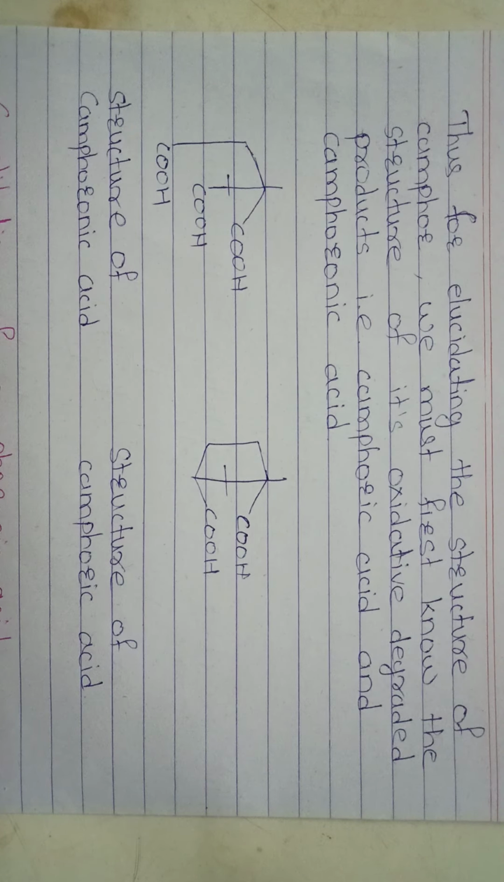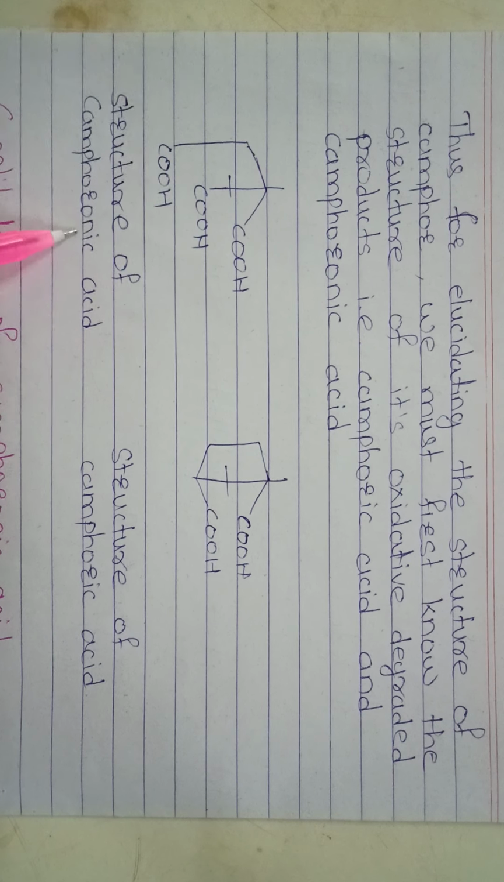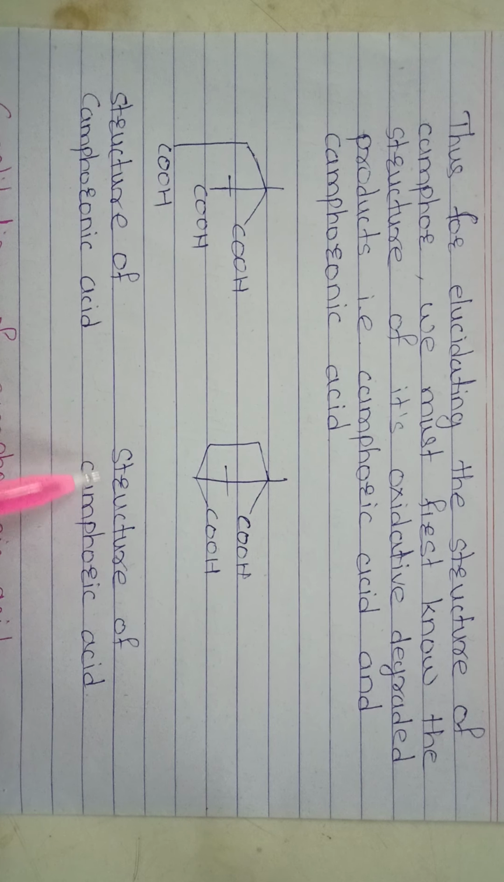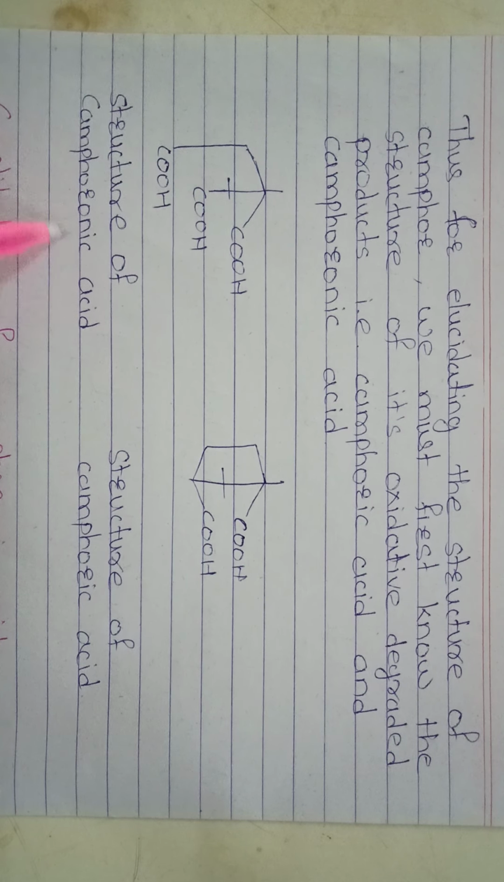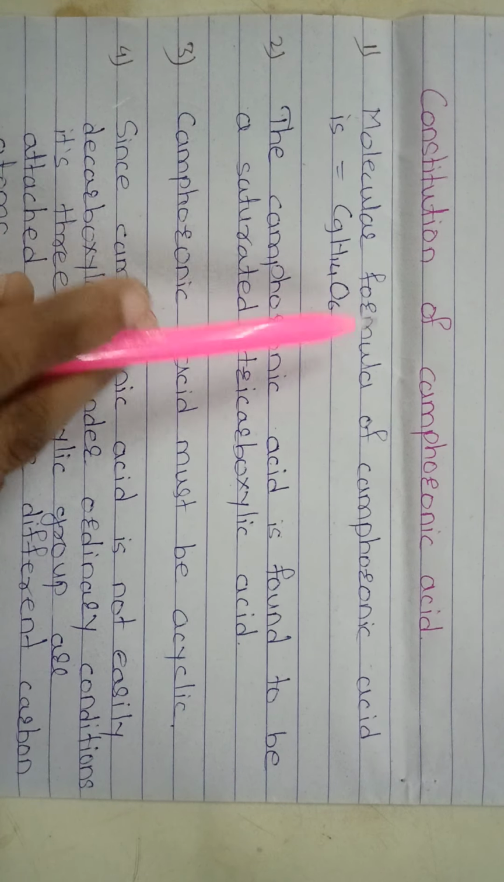Thus, for elucidating the structure of camphor, we must first know the structure of its oxidative degradation products, that is camphoric acid and camphoronic acid. This is the structural formula of camphoronic acid, and this is the structural formula of camphoric acid. Camphoric acid is a dicarboxylic acid, and camphoronic acid is a tricarboxylic acid.